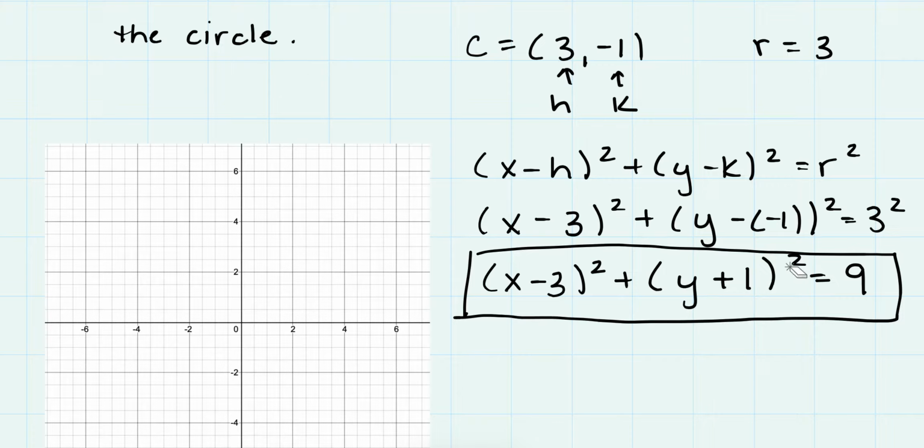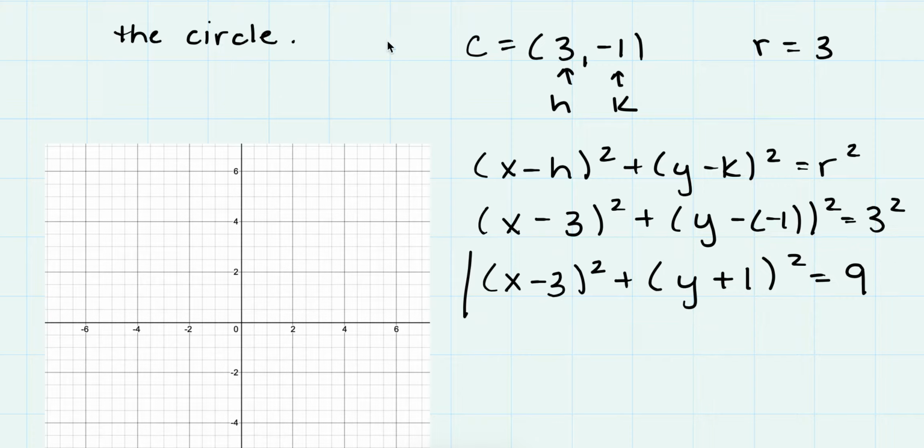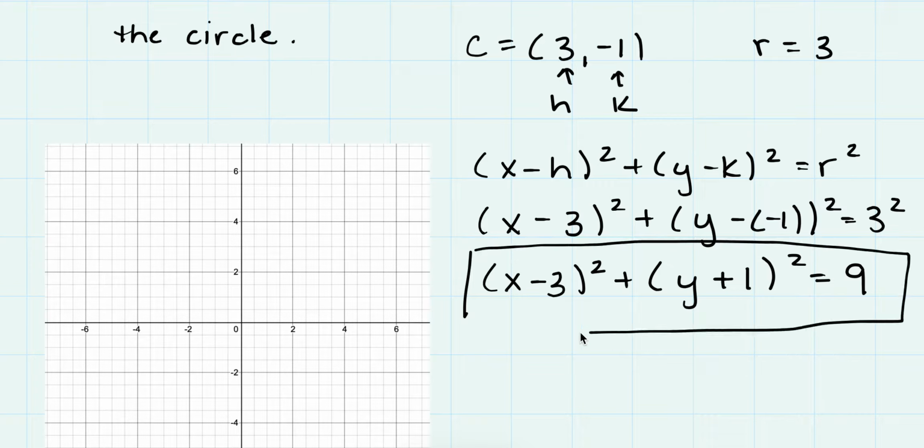In fact, I don't want to mix that 2 up with the line, so let me try that again. Something to notice is that in this equation, when we cleaned it up, we always had the opposite sign of the center. So we had a positive 3 here, a -3 goes here. And we had a -1 for k, which became a +1 inside this equation. And that's because we had these minuses in the standard form.